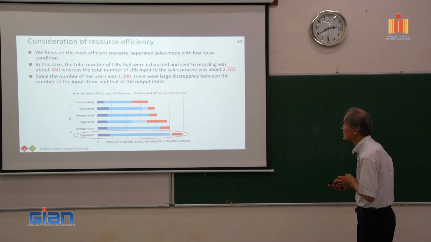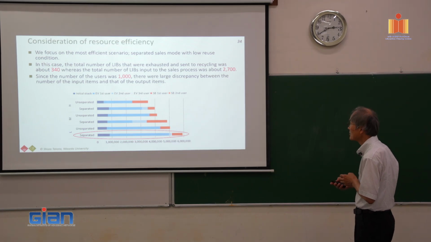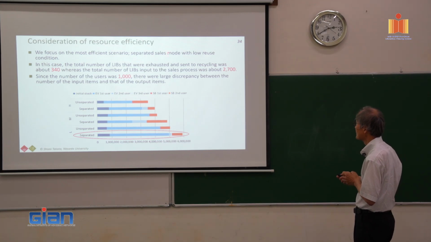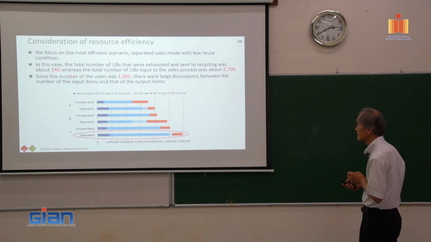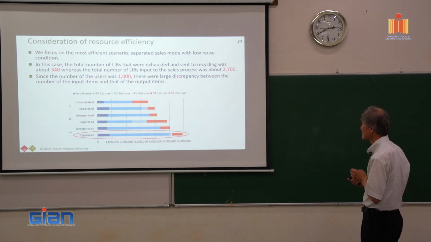So we focus on the most efficient scenario, a separated sales mode with low reuse condition. In this case, the total number of ribs that were exhausted and sent to recycling was about 340, whereas the total number of ribs input to the sales process was about 2,700. Since the number of the users was 1,000, there are large discrepancies between the number of the input items and that of the output items.